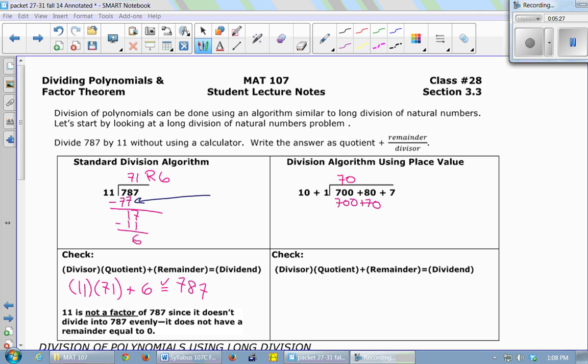All right, so then I do my subtraction just like I did before, right? Subtract. 700 minus 700 is 0. 80 minus 70 is 10. Bring down my plus 7. Okay. So now we do tens into tens, right? How many times does 10 go into 10? 1. So 1 times 10 is 10. 1 times 1 is 1. And then I subtract. 10 minus 10 is 0. 7 minus 1 is 6. Remainder 6. So I get the same answer, 70 plus 1 or 71.